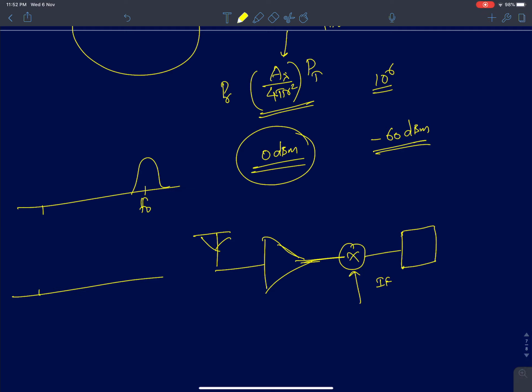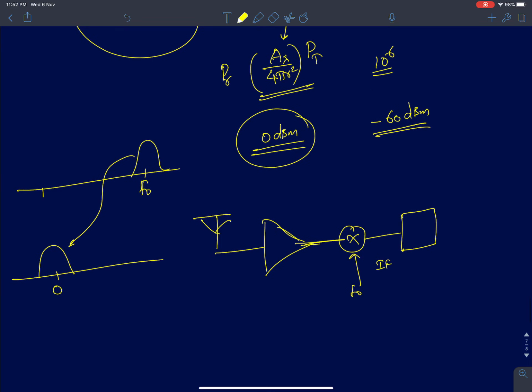Your message is normally at the low frequencies. You can directly multiply it by F0 and you will get the energy at DC itself. That's called direct conversion receivers. But instead of doing that, we will actually translate it to an intermediate frequency. We will discuss later. It becomes easier to filter it. So it's called IF filtering.